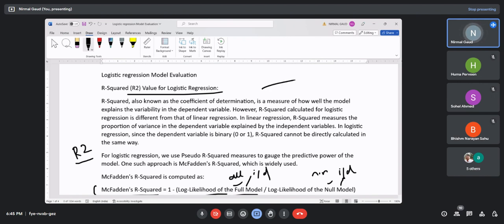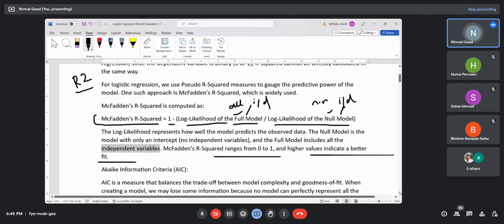Also, we don't use the same cost function as that of linear regression. Here, the cost function is different for logistic regression. Yesterday, we calculated the cost function. And now for evaluation also, because it's a classification problem, the things will change. So they are saying R square. R square is calculated by using McFadden R square.